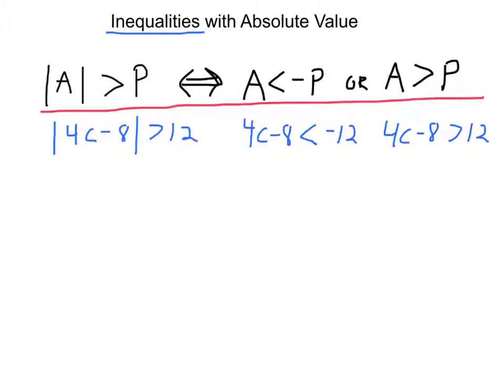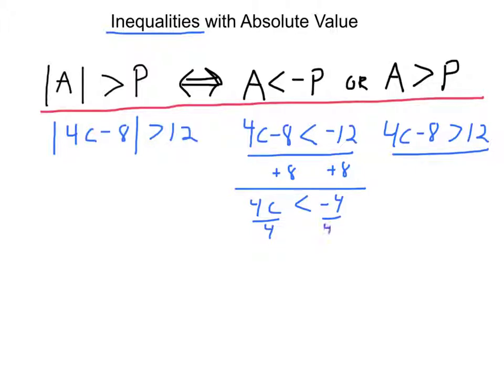And we're going to solve these two separate inequalities kind of like separate problems. So we'll get c alone on the left side. So in this first one, we'll add 8 to both sides, and that gives us 4c is less than, let's see, negative 12 plus 8 would be negative 4, and then divide by 4. So c is less than negative 1.